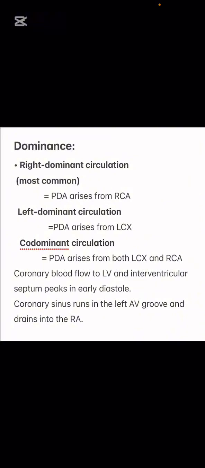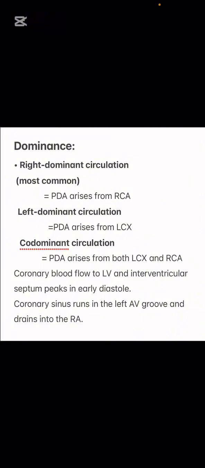And then is dominance, that is, which arterial supply is more dominant. So there are two main types: right dominant circulation and left dominant circulation. That is most important. And there is also one more type, codominant circulation. If the PDA, posterior descending artery, arises from the right coronary artery, then it is right dominant circulation. And if the posterior descending artery arises from the left circumflex artery, then it is left dominant circulation. But if the PDA arises from both the left circumflex artery and right coronary artery, then it is codominant circulation.